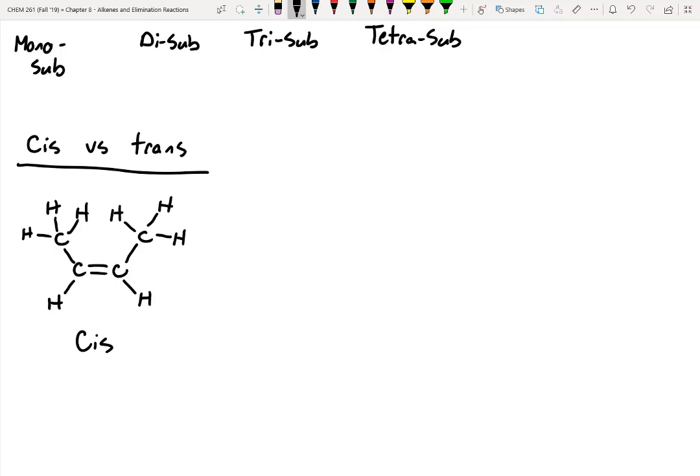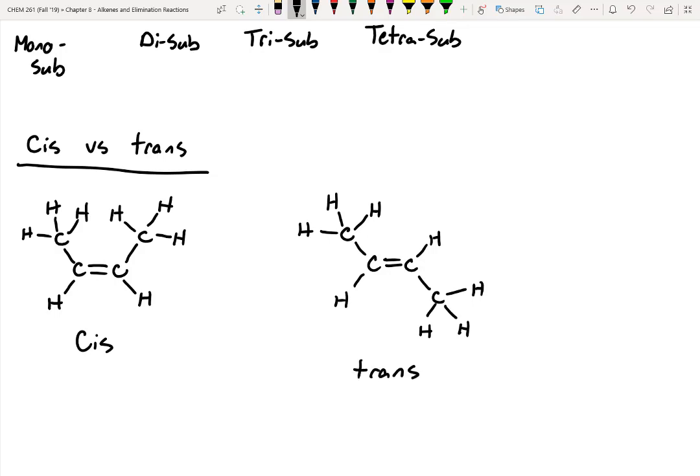Let's compare this to trans. In this case, trans has each of these groups on the opposite sides. Which of these is more stable and why? Why trans? I hear a lot of people mumbling and moving their hands in the air. I like it.